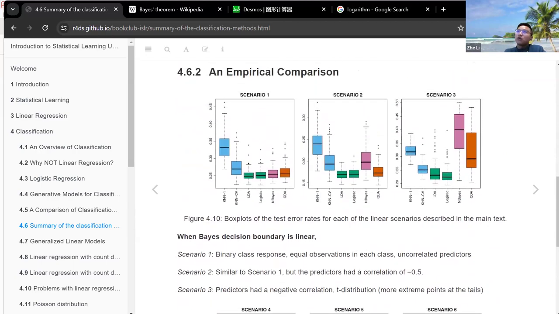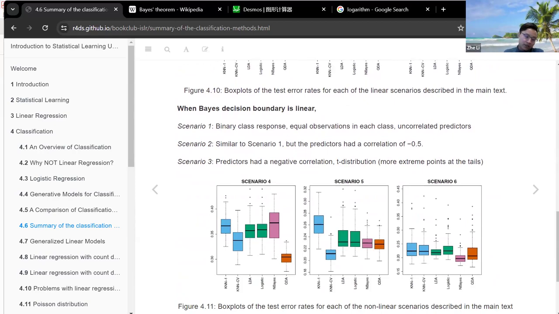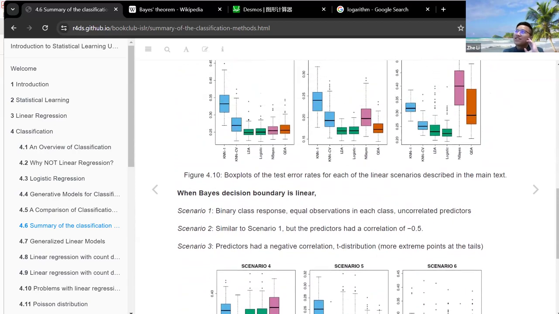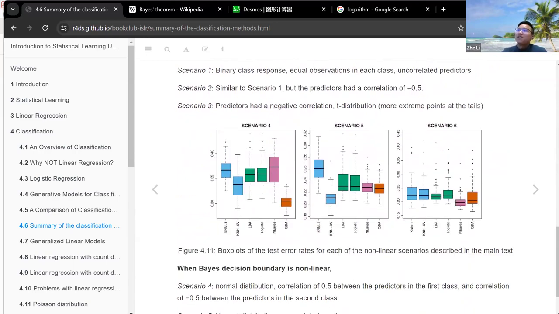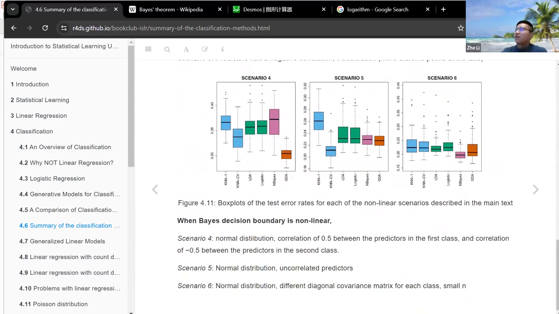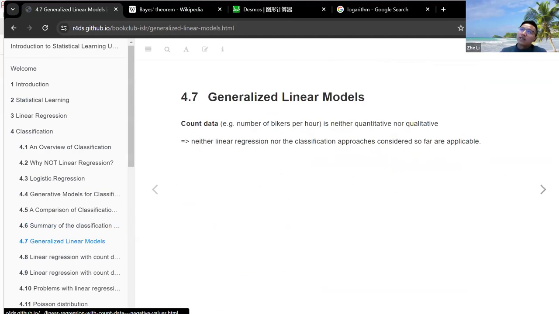And in terms of the empirical comparison, they provide six scenarios, but in terms of time, we have run out of time, so I just skip that. We can talk about it next week.